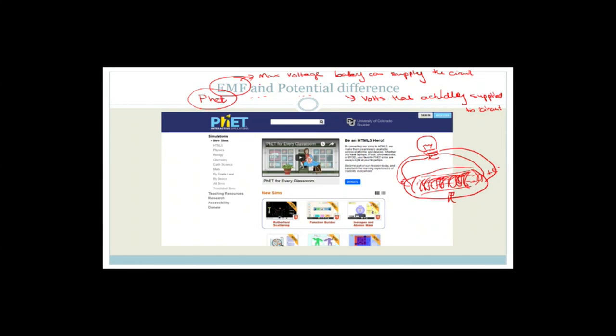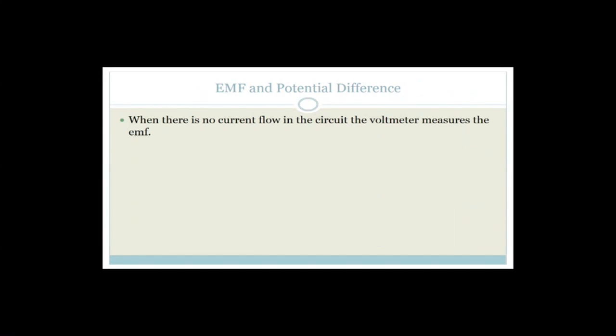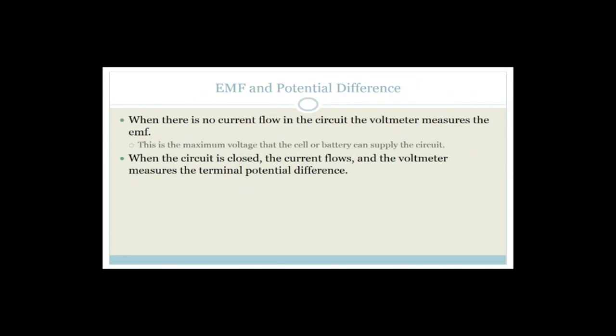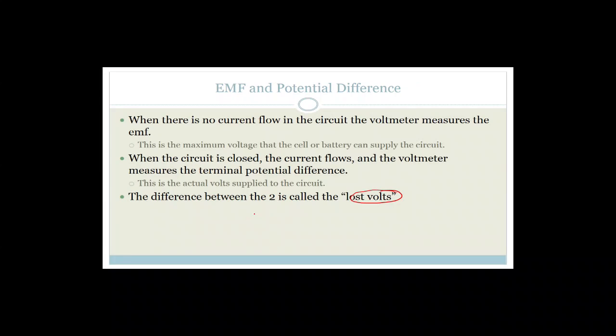So the EMF is what the voltmeter measures, and it's the maximum voltage the battery can supply the circuit, or maximum potential energy, whereas the potential difference is what's actually supplied to the circuit. When there's no current flow, the voltmeter measures the EMF. When the circuit is closed, the current flows, and the voltmeter measures the terminal potential difference, which is the actual voltage supplied to the circuit. The difference between these two is called the lost volts. So the EMF is equal to the volts across the battery plus the lost volts, V lost. And this would be the V of the circuit.